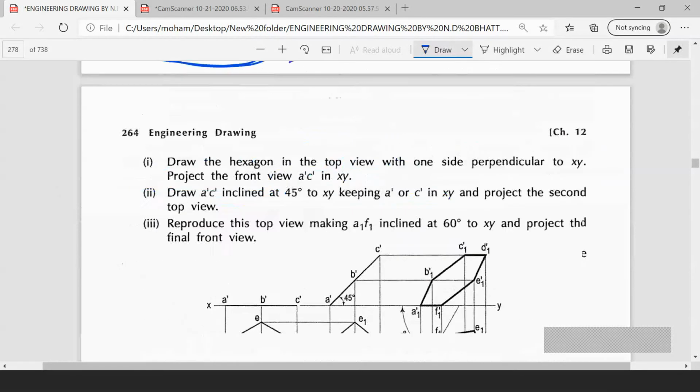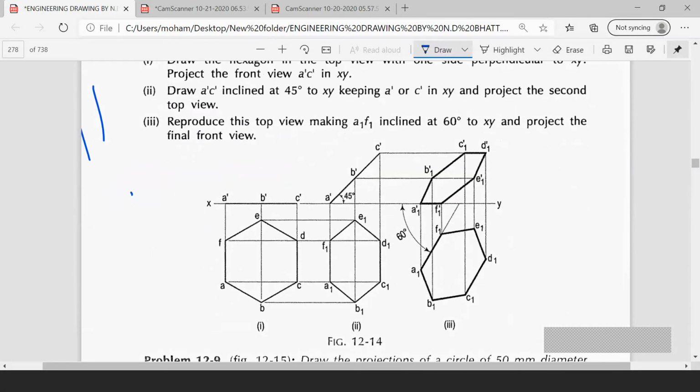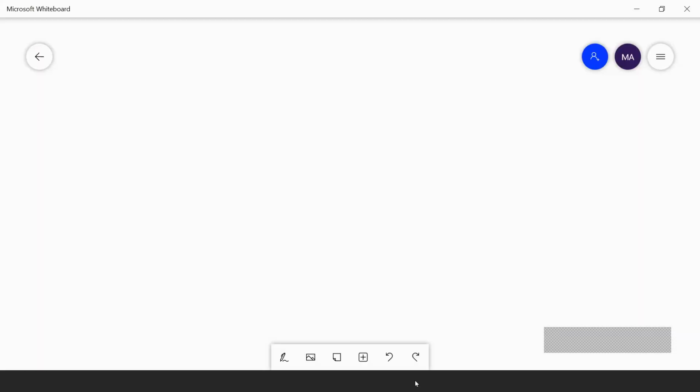See here, just given a diagram. First you will draw the hexagon. Then you have drawn 45 degrees, you have projected downward. Then you have taken 60 degrees, and you have projected the same side here. Okay, I will draw the diagram. See here.